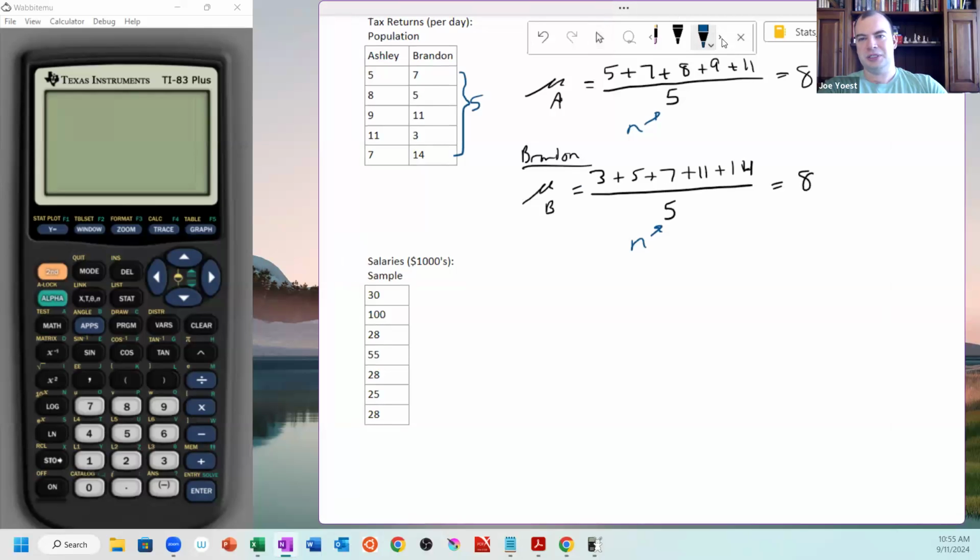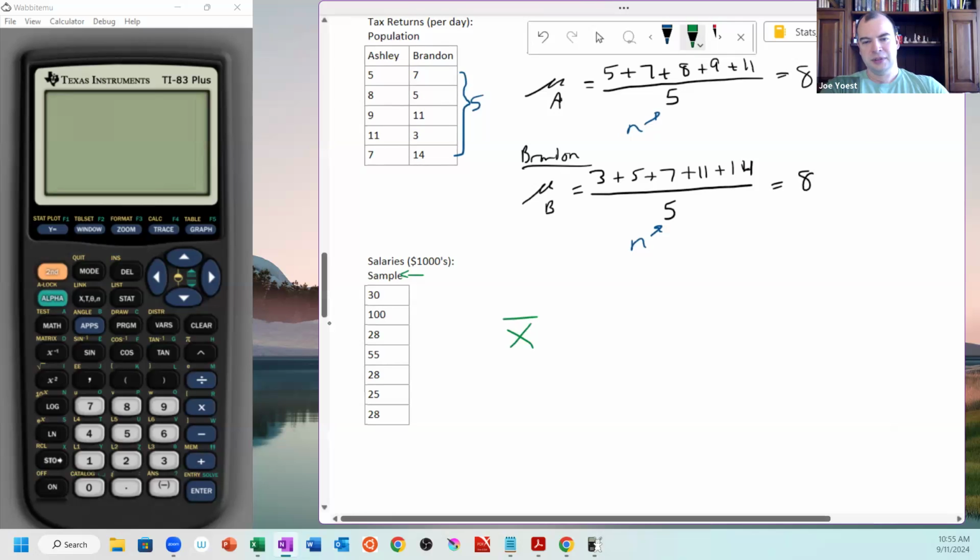And then let's think about salaries down here. We see that salaries, this data set is a sample. So let's call it X bar. And if I had more than one of these, I could name it X bar, Y bar, Z bar. I could also use subscripts here as well, like X bar S or whatever descriptive thing I want. But here I only have one sample mean to compute. So let's just call it X bar.